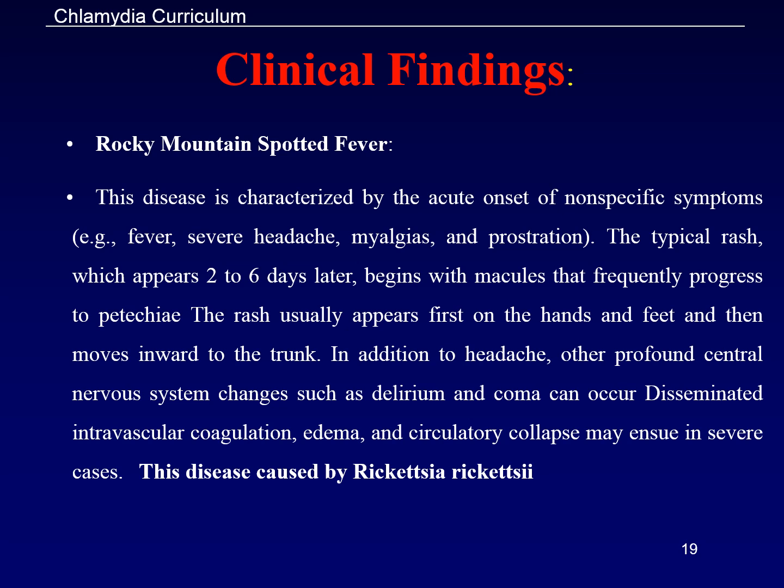The first group, Rocky Mountain spotted fever, is characterized by acute onset of non-specific symptoms. The typical rash appears after 2 to 6 days and begins as a macular papular rash, then can progress to a petechial rash. The rash first appears on the hands and feet and then moves inward to the trunk. In addition to the rash, the patient can experience headache and other central nervous system changes.